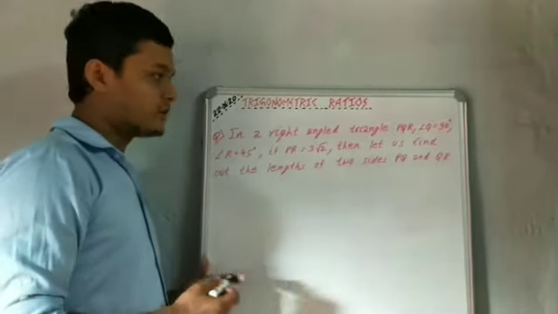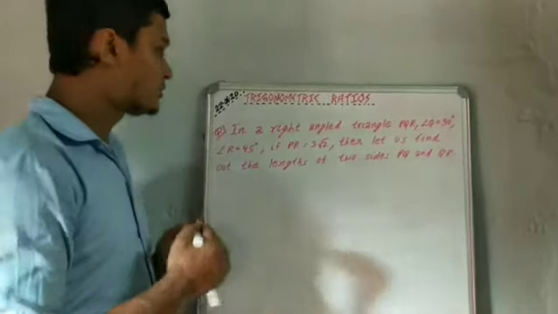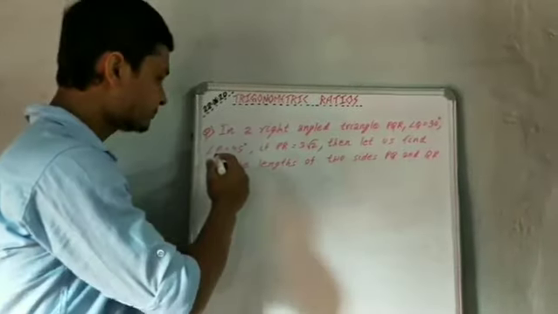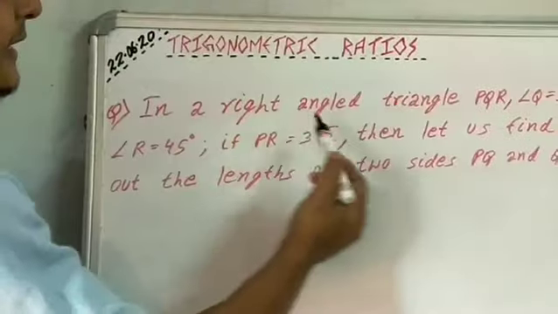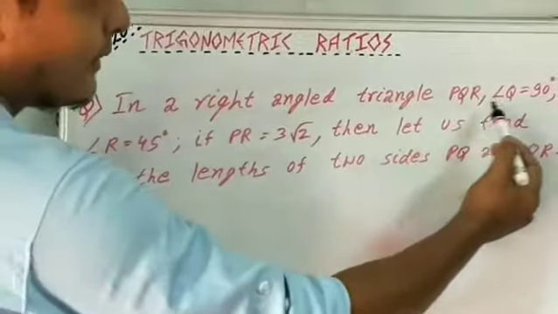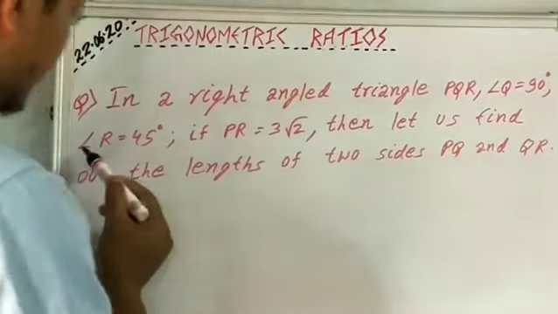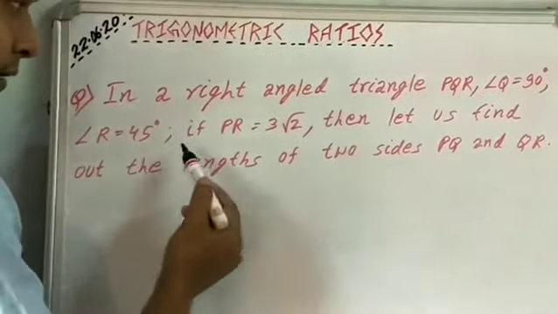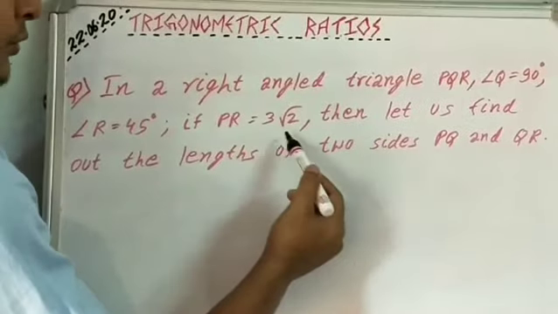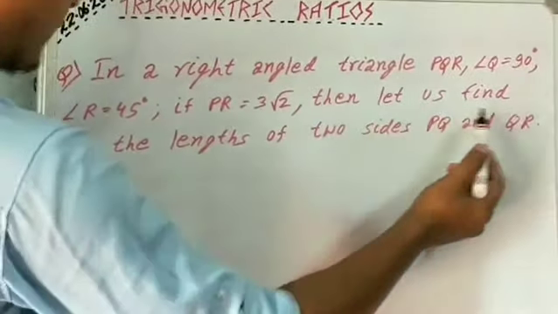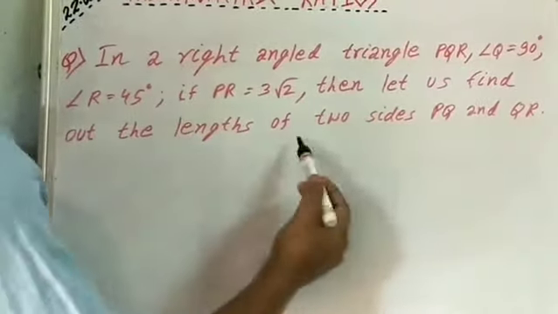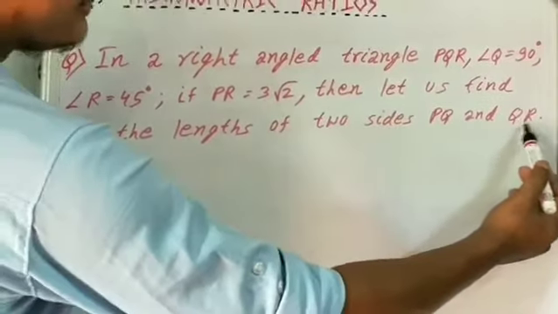Okay, so now I am giving you a task to do at home. So the question is, in a right angle triangle PQR, angle Q equal to 90 degree, angle R equal to 45 degree. If PR equal to 3 root 2, then let us find out the lengths of two sides PQ and QR.